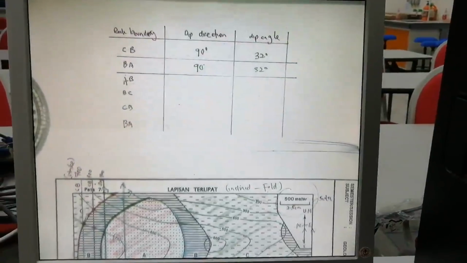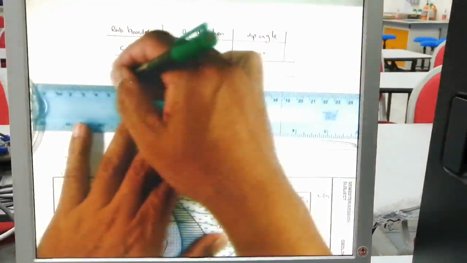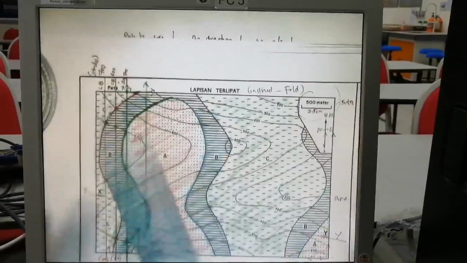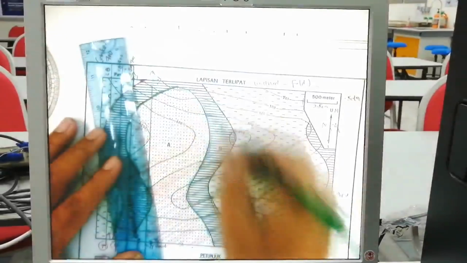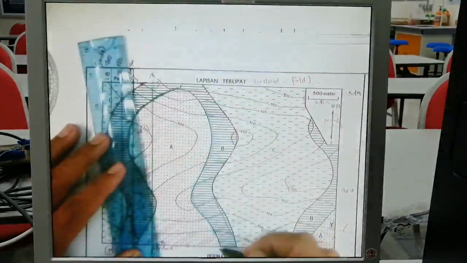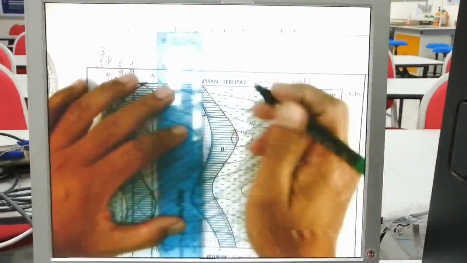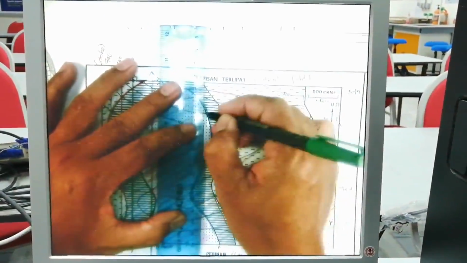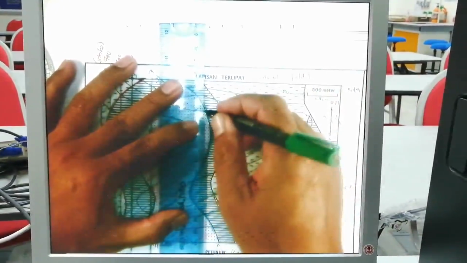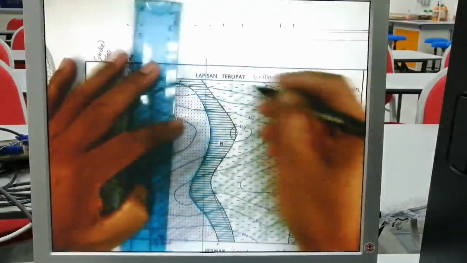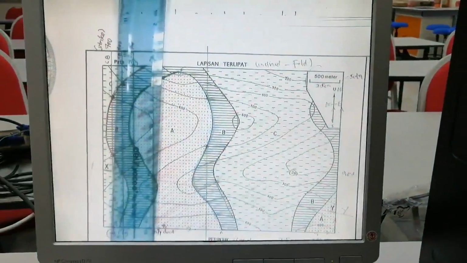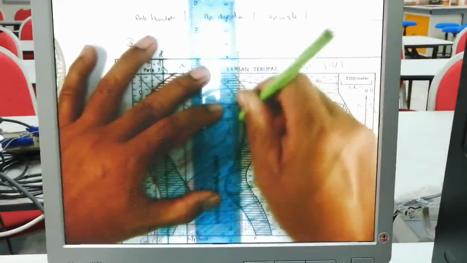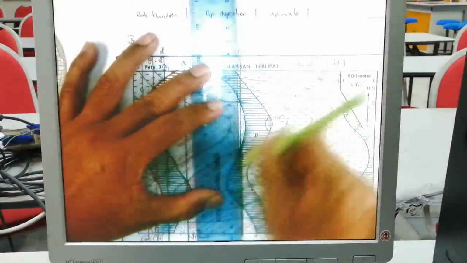Now we move to AB. AB is here, similar to before. So we choose this boundary AB only. AB only, start from here to here, and then we start from this. Let's say AB 500. So at least 2 points. Forget the other line. This one is this AB.